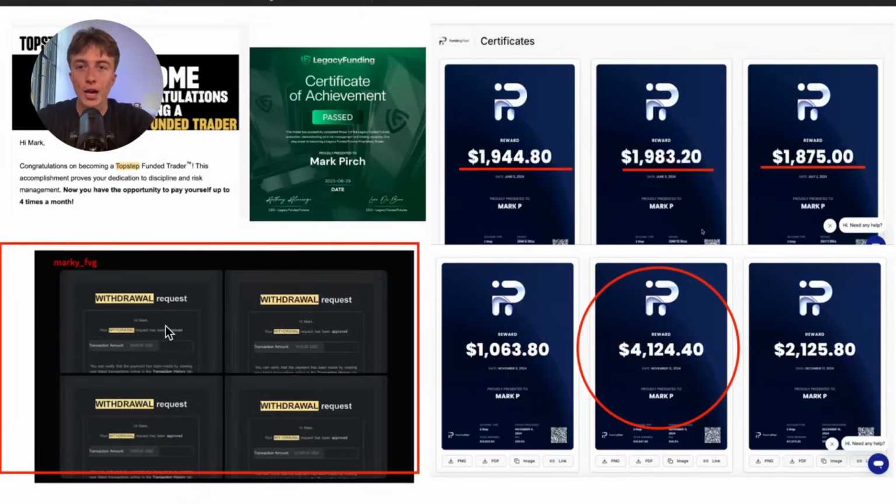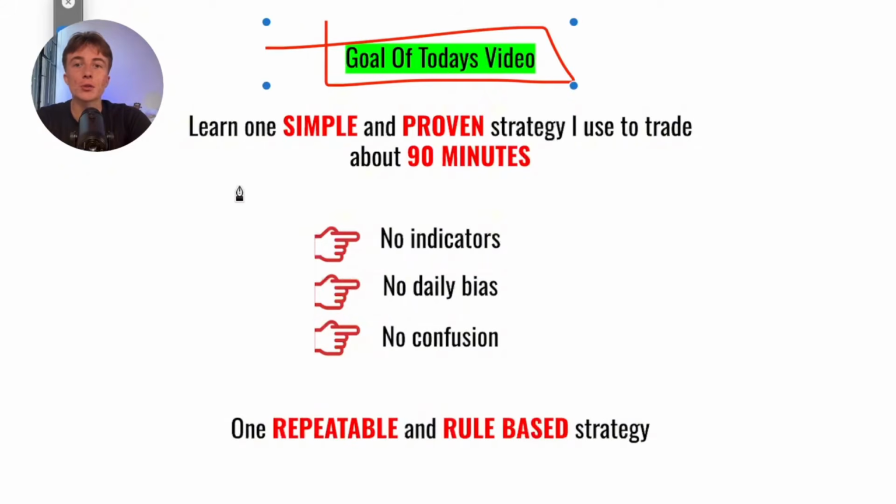That's because this strategy actually helped me understand the markets, but that's not going to get you funded. You're going to have to go out there yourself, learn the strategy, and then go apply it on different companies which have different rules, and then eventually use it on your live capital to scale it up and get 5-figure payouts. The goal of today's video is going to be to learn this one simple and proven strategy that I used to trade about 90 minutes.